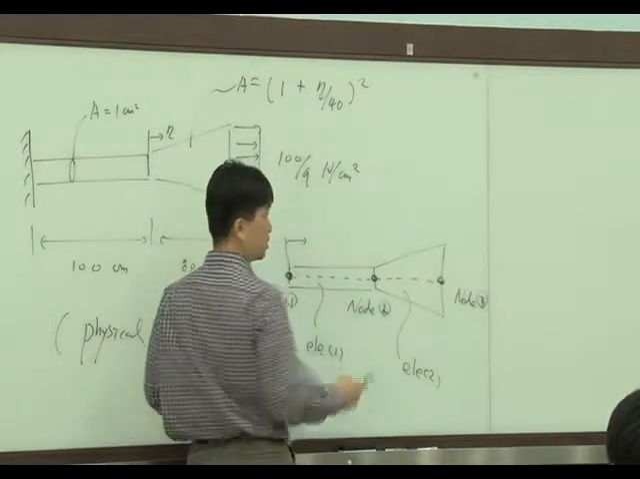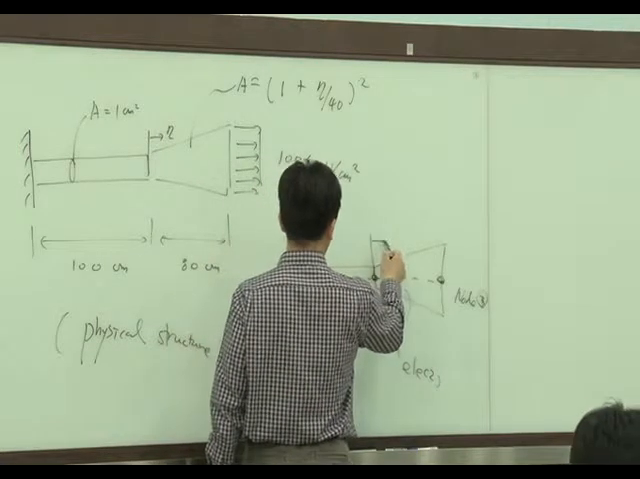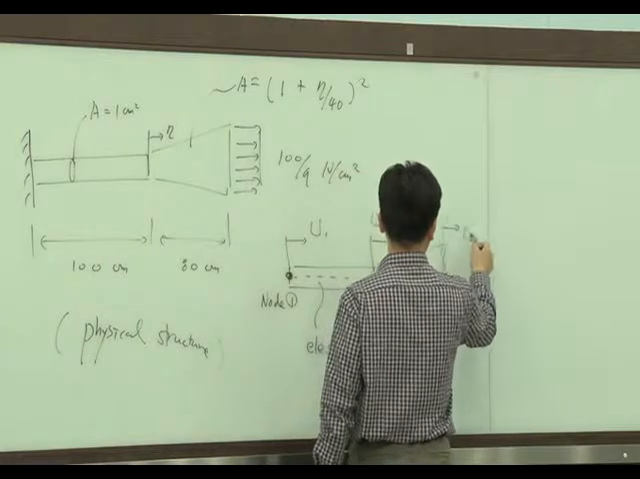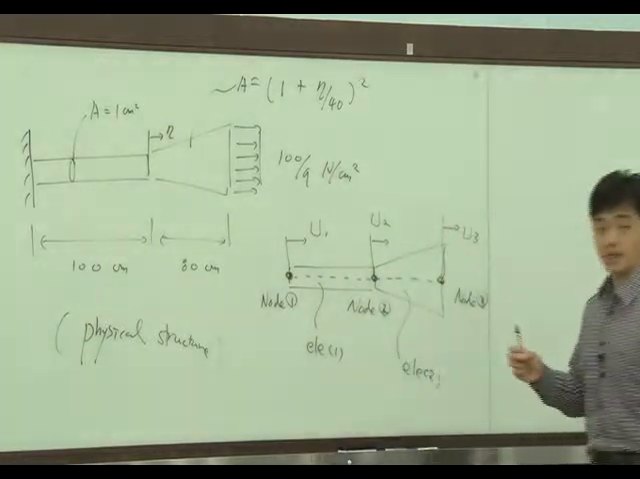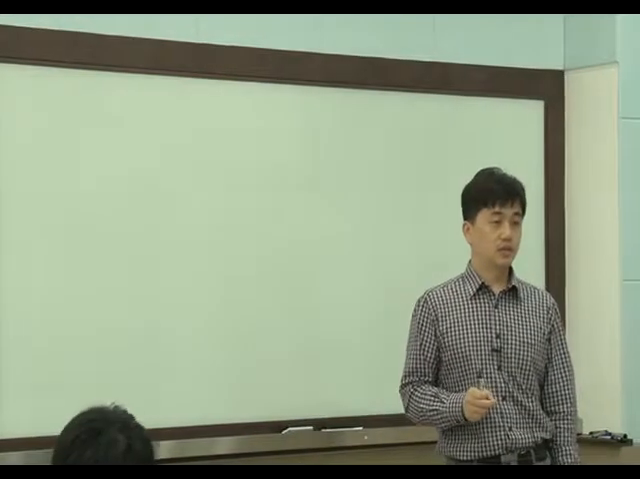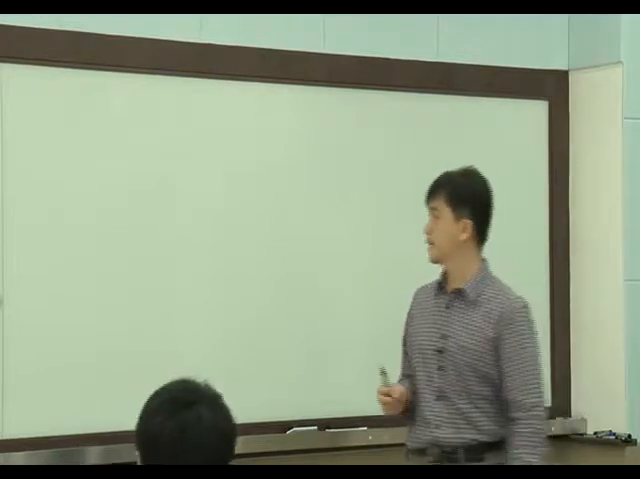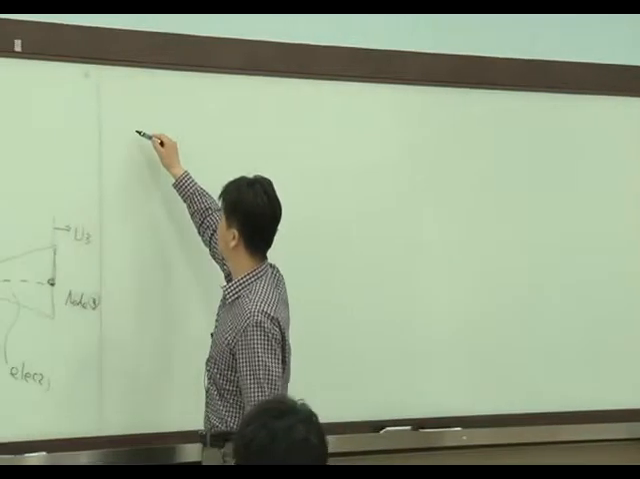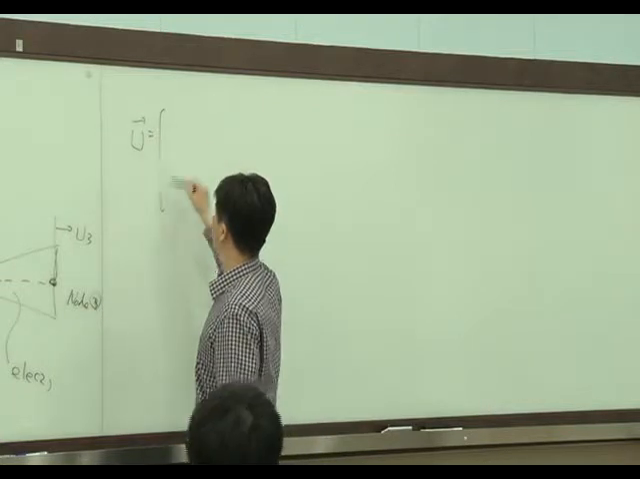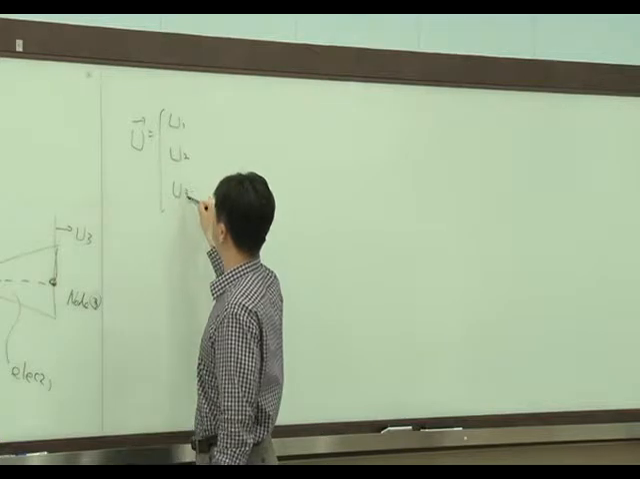Okay? And here, let's define the global degrees of freedom U1, U2, U3. At each node we have a nodal displacement. Then we can define the nodal displacement vector U1, U2, U3, right?